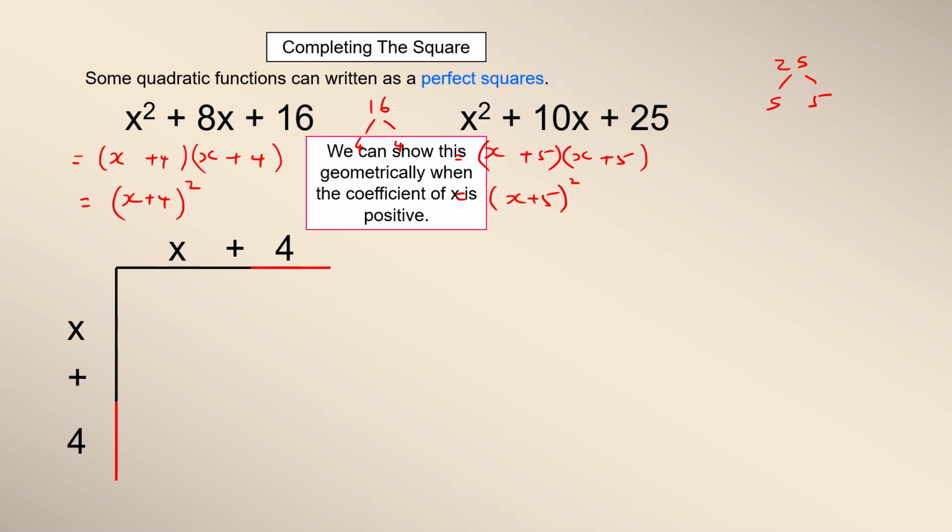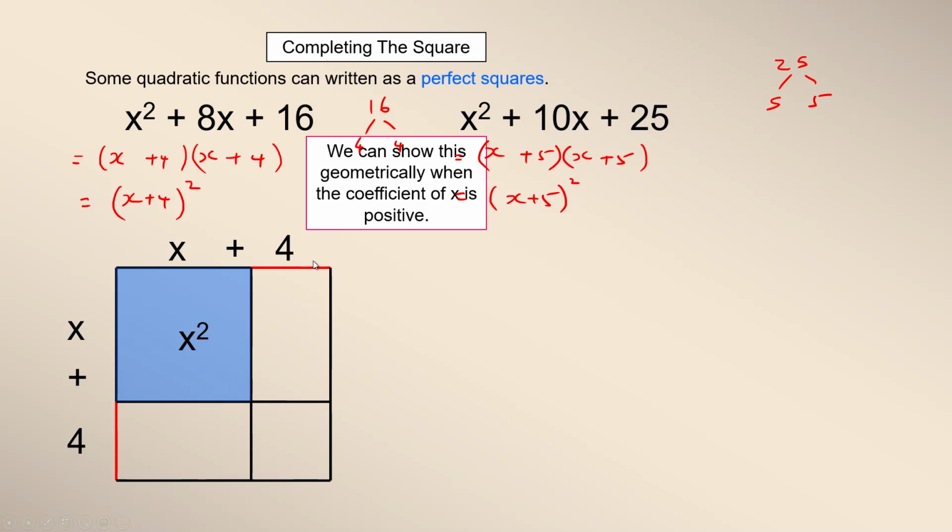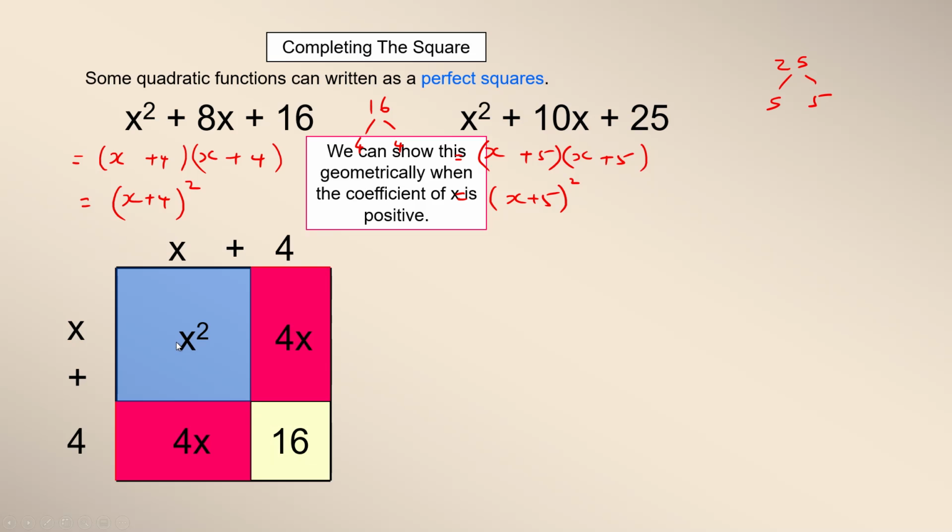Okay, so if we completed that, we'd have a square. Now, if we break it down, you can see that this square here is x times x, so that's x squared. This rectangle is 4 times x, so that's 4x. This one is also 4 times x, so that's 4x. And this square here is 4 times 4, which is 16. So you can see that's x squared plus 8x plus 16. And that's why it's called completing the square.